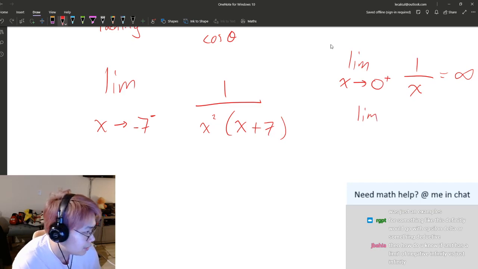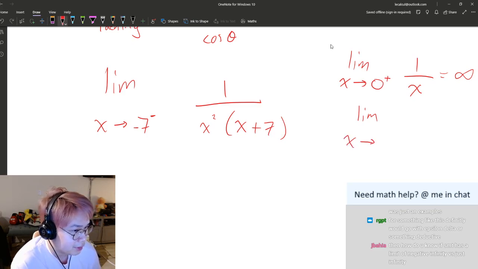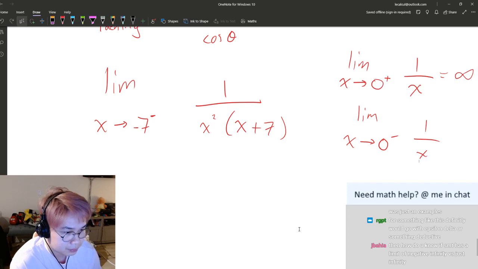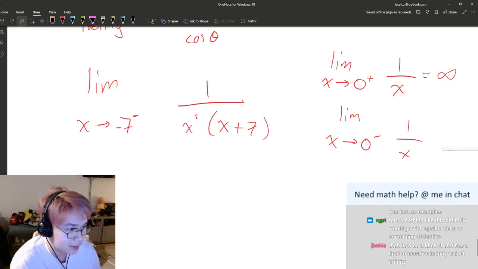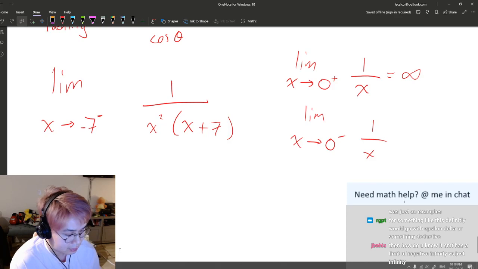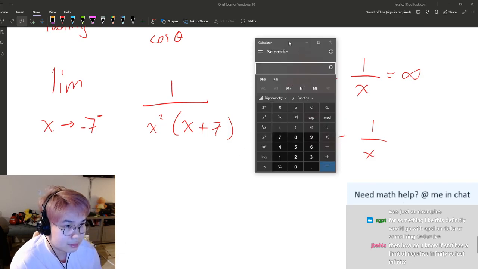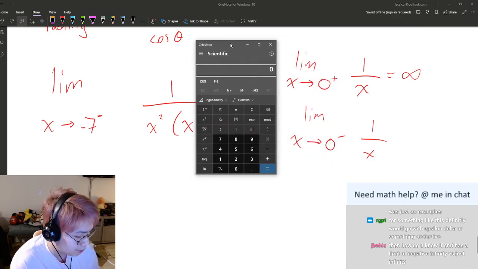Yeah, and then this is where part 2 comes in, and this will answer your question. Now look at the issue if we approach 0 on the left side. What numbers are on the left of 0? Those are negative numbers. So if we were to put this into a calculator, we get the exact same large numbers, but now they're negative.